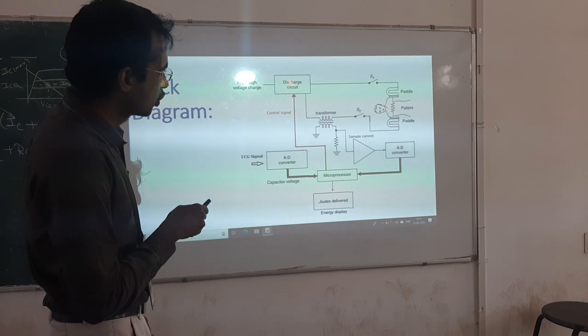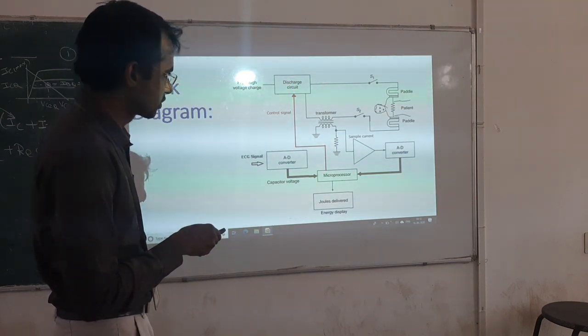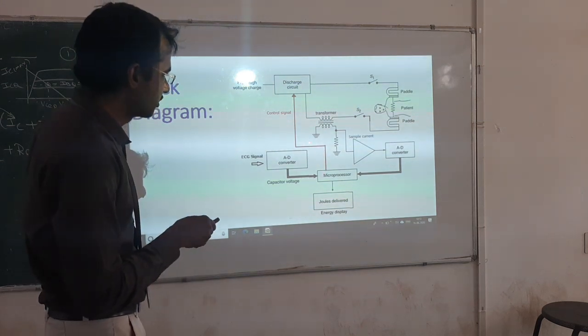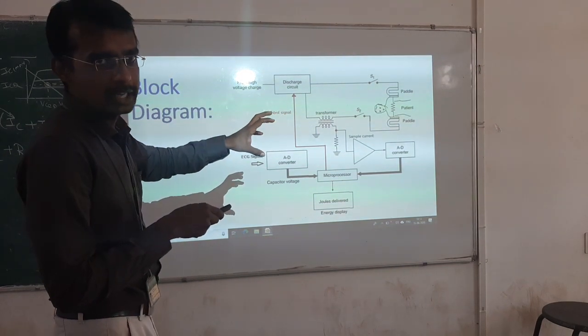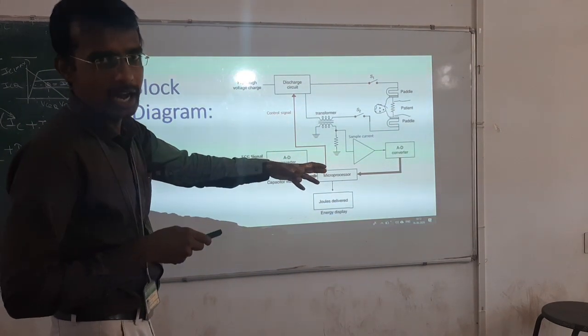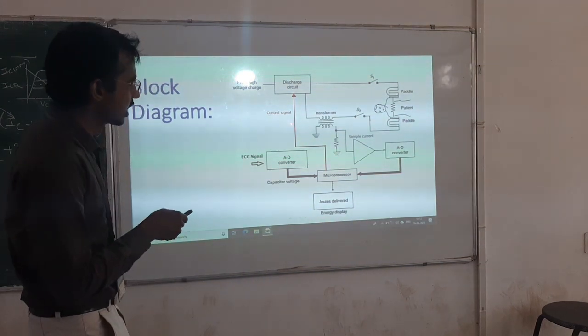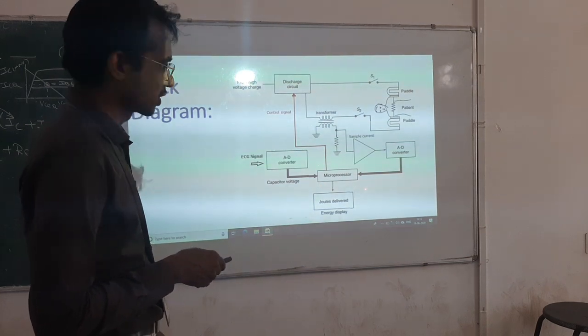You can see that to the discharge circuit, there is a red control signal. I have made it red so that you can see the difference. Whenever the control signal comes, the discharge unit is activated and it gives a high voltage current. So that is defibrillation. Now, when to give this control signal is decided by this microprocessor.